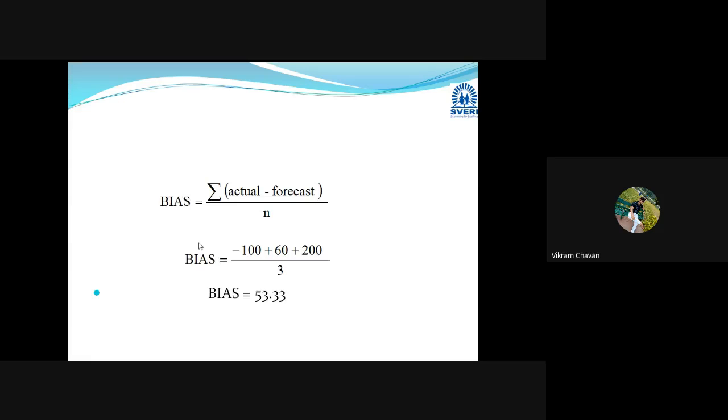So actually, for the first method in case of MAD, I think you will get near about 24% error. And in case of bias, you will get near about 9.6% error, if you calculated the same thing.